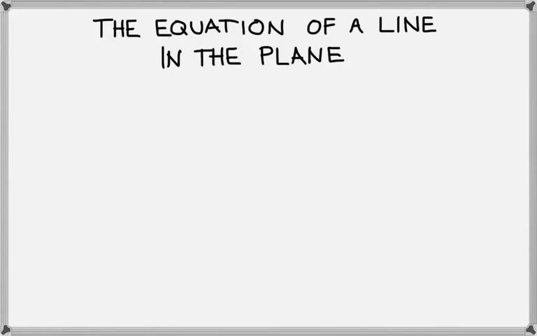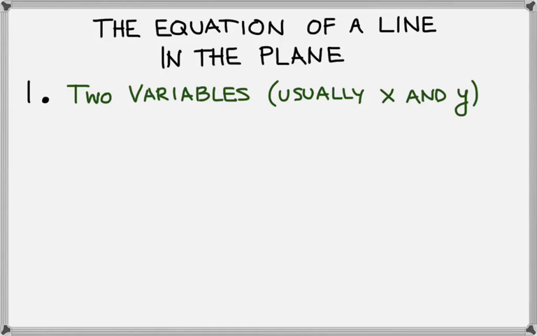This lesson is an introduction to the equation of a line in the plane. In order for an equation to be the equation of a line, it has to satisfy two properties. The first of these properties is that it has to have two variables, usually x and y.